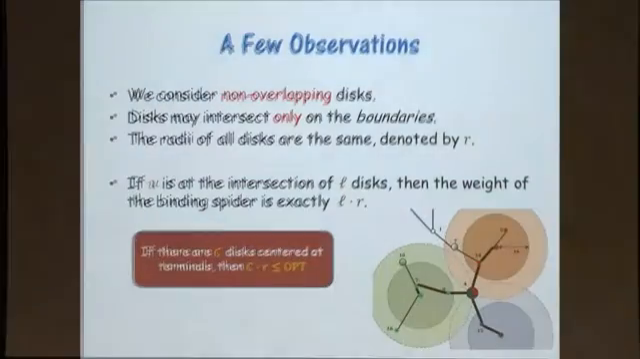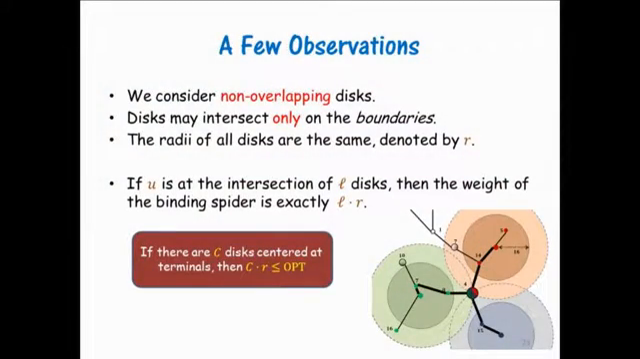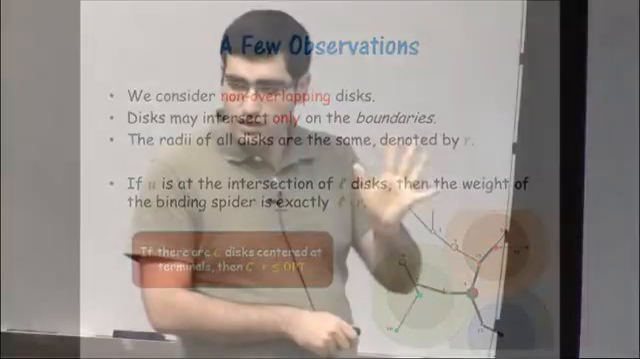As we talked, suppose that all the disks have the same radius r. If you have C disks, then C times r is a lower bound for opt if they are non-overlapping. And if you have a binding spider at the intersection of, for example, 3 disks, then the cost of this binding spider is 3 times r, because from the center of the disk to the intersection vertex is just r. Everything is tight in a binding spider. These are things you can verify just by looking at the definition of the disk.